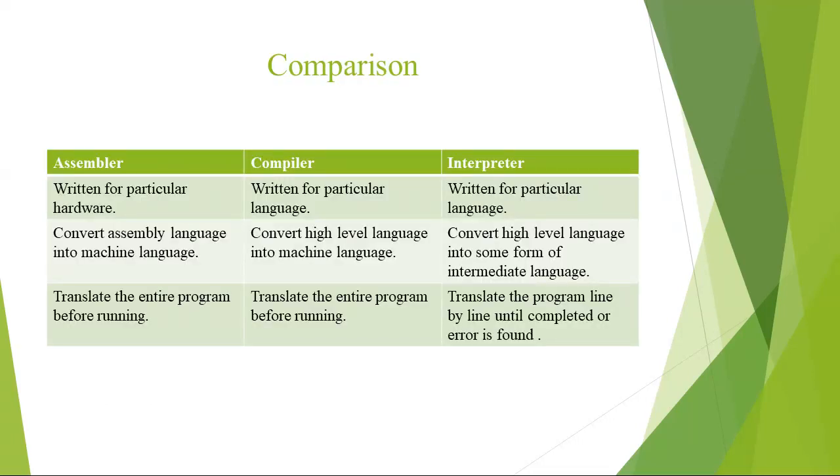Let's draw a quick comparison between assembler, compiler and interpreter. Assemblers are written for a particular hardware. We already discussed that an assembler works specifically for assembly language, while compilers are used for high-level languages such as C and C++. So we can say that compilers are written for a particular language. Interpreters work in a similar way with high-level languages such as PHP and Python. So we can say that interpreters are written for a particular high-level language.